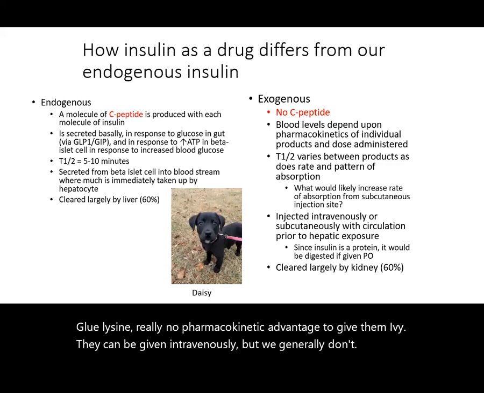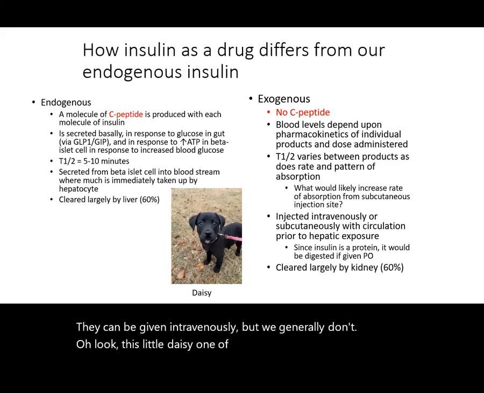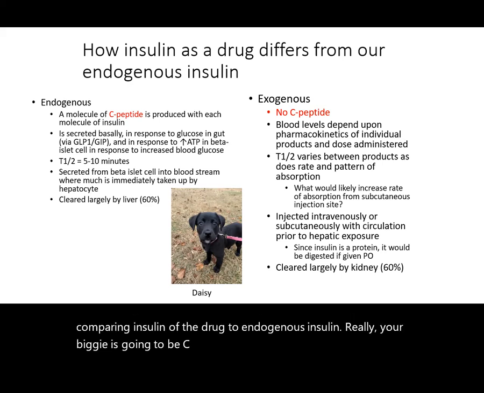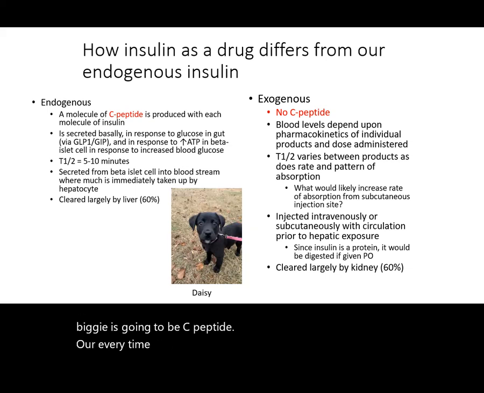Oh, look, there's little Daisy. One of our objectives was, I think, comparing insulin as a drug to endogenous insulin. Really, your biggie is going to be C-peptide. Every time our pancreas secretes insulin, it secretes a molecule of C-peptide.